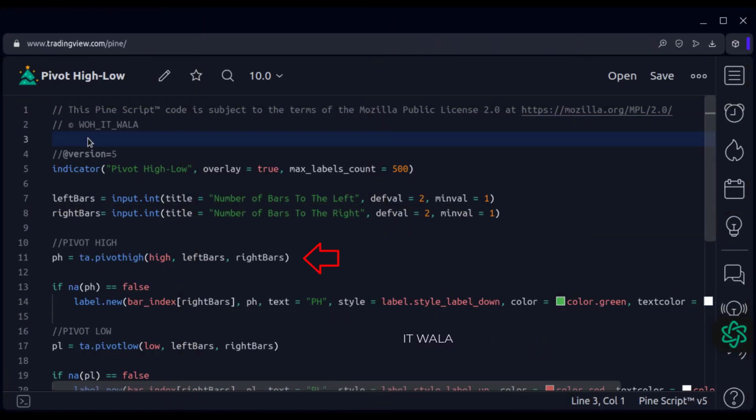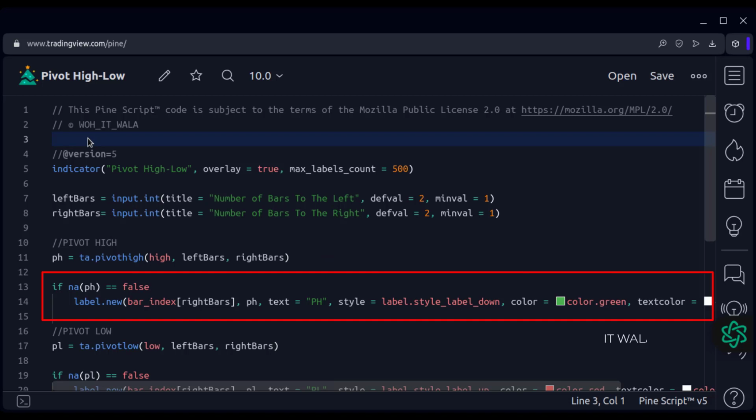Here we will use this built-in pivot high function of the Pine script. The first argument in this function is the high value. The second argument is the number of bars to the left. And the third argument is the number of bars to the right. So once we find our pivot high point, we draw a label on it, like this.